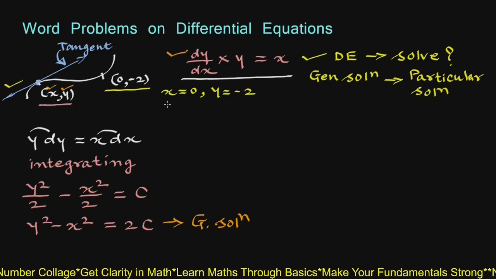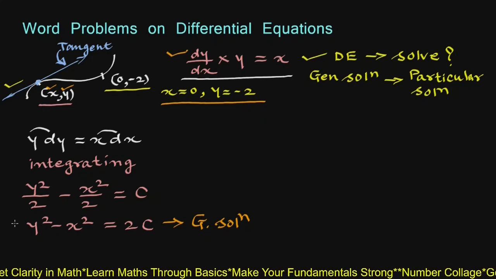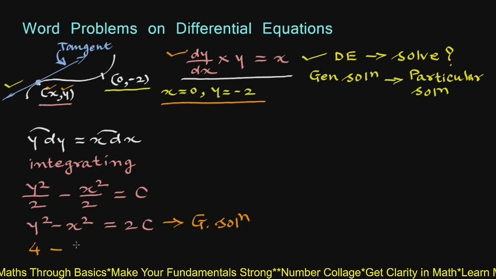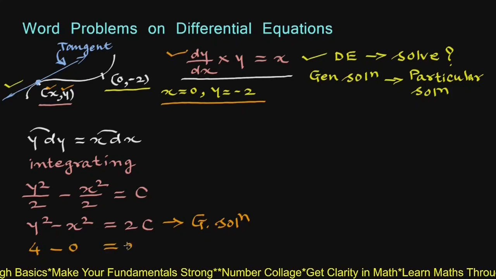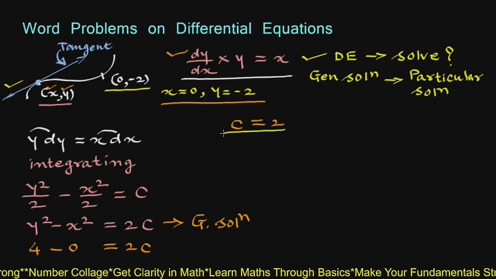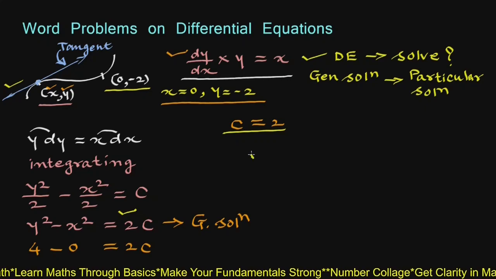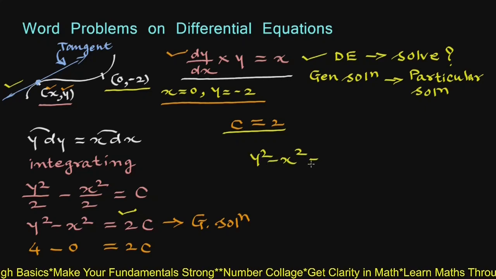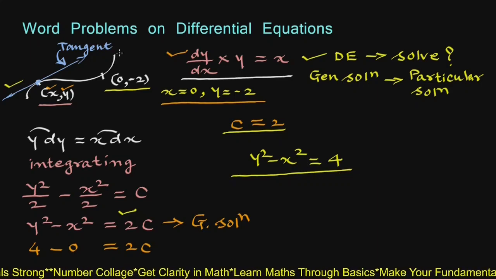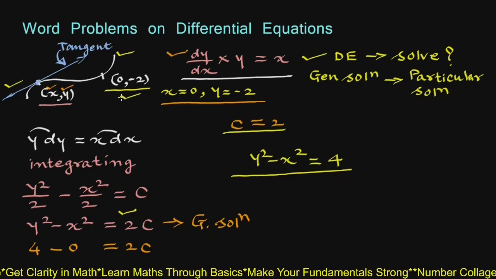Now we will substitute x equals 0 and y equals minus 2 in this equation and find the value of c. So minus 2 square, 4, minus 0 square, 0, equals 2c. So c will be 2. Now we will use the value of c in this general equation and get the particular solution. y square minus x square equals 2 multiplied by 2, 4. So this is the equation of this curve which passes through point (0, minus 2).